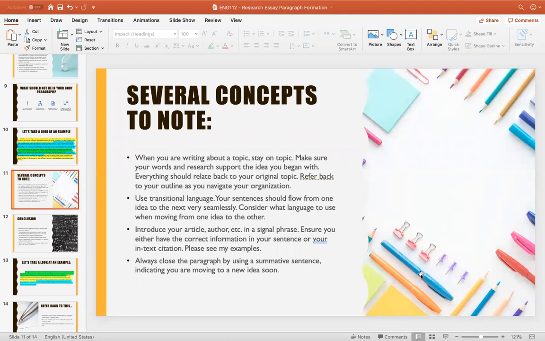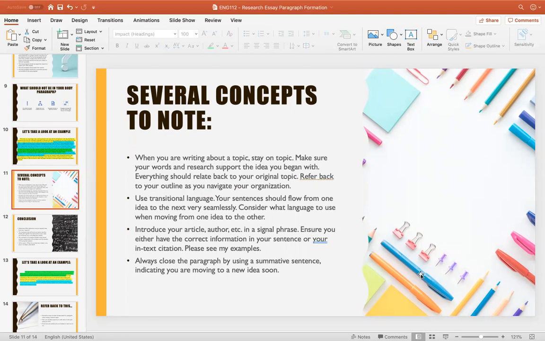Use transitional language. Your sentences should flow from one idea to the next very seamlessly. Consider what language to use when moving from one idea to the other. Introduce your article, author, etc. in a signal phrase. Ensure you have the correct information in your sentence or your in-text citation. And please see my examples in the next lecture.